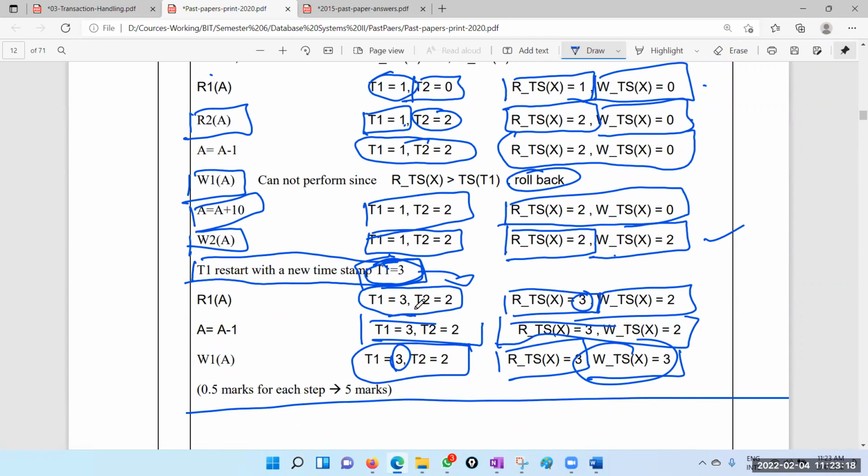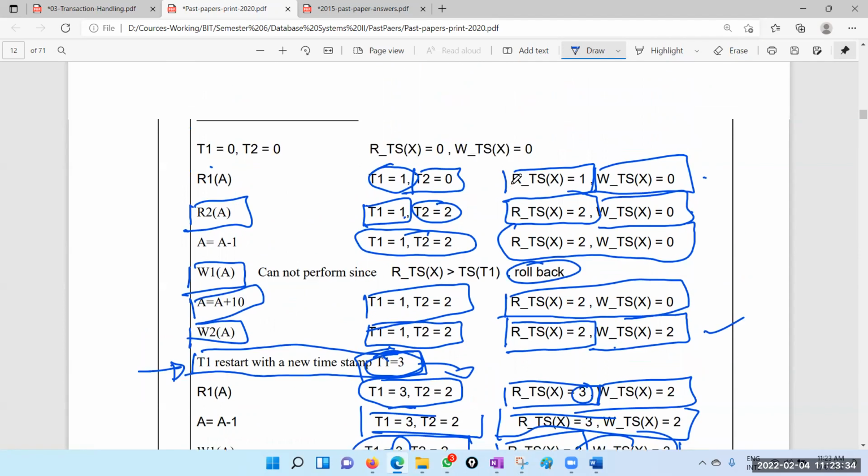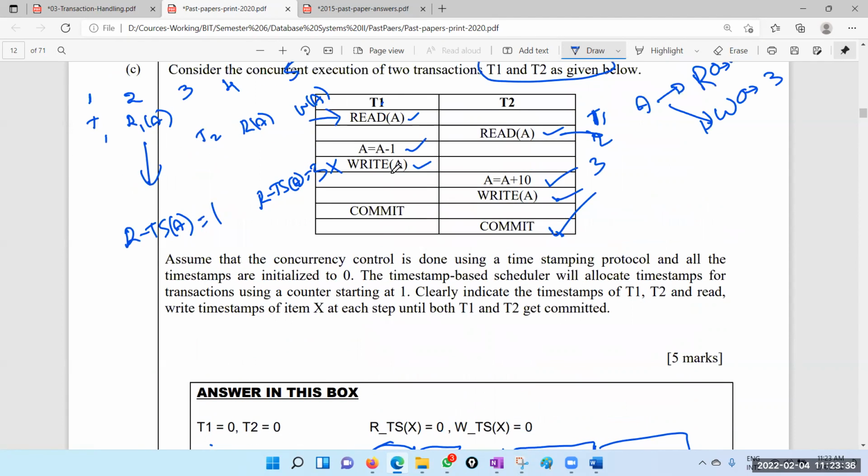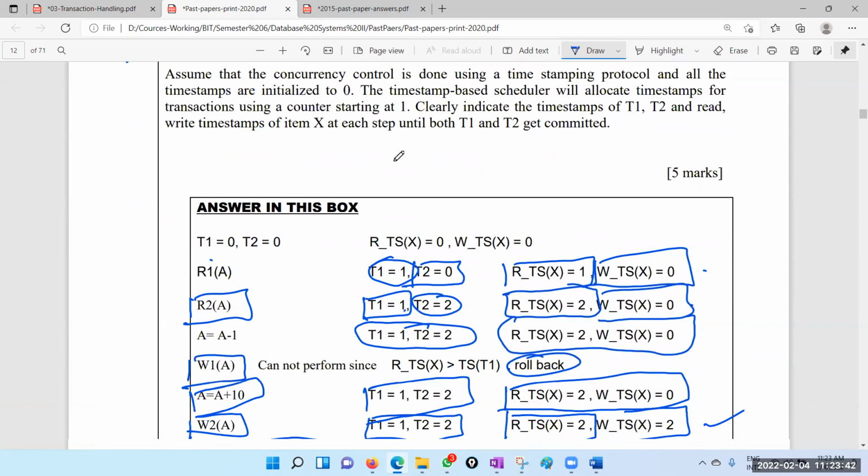Restarting from T1, I couldn't understand. Yeah, from there, T1 restarting. Now remember, after T1 had to roll back, that you can understand because the younger transaction has read it. You cannot do the writing. So therefore you had to roll back. Can you understand that? Yes, sir.